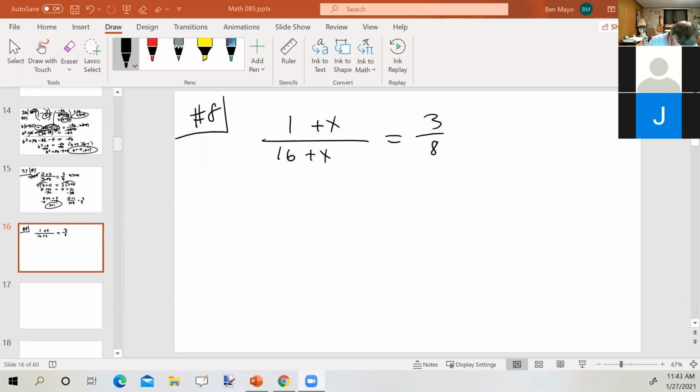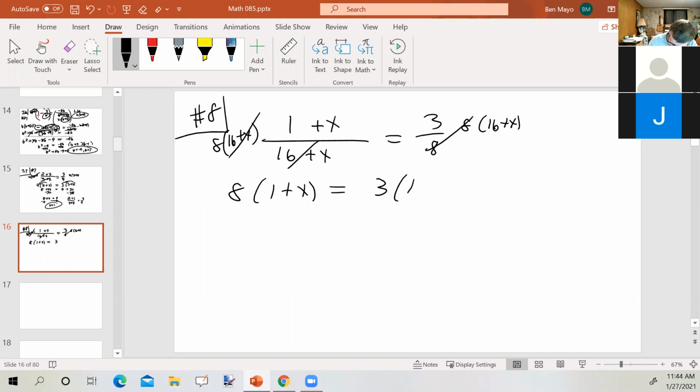My LCD is going to be 8 times 16 plus x, 8 times 16 plus x. On the left, the 16 plus x's go, and we have 8 times 1 plus x. On the right, the 8's go, and we have 3 times 16 plus x. Any questions? All right, distributing. 8 plus 8x equals 48 plus 3x.